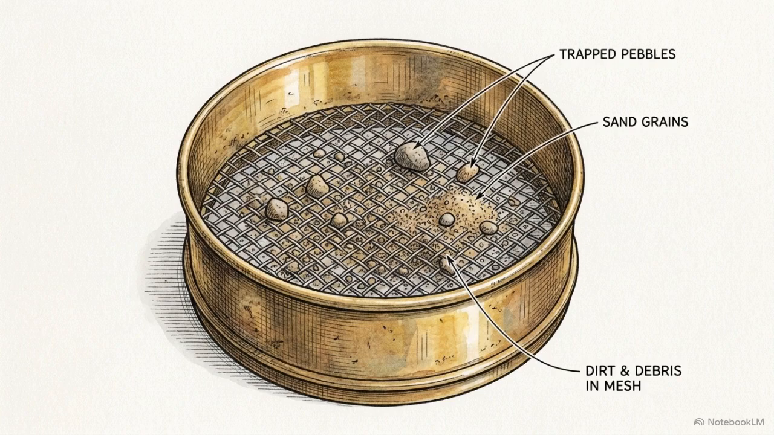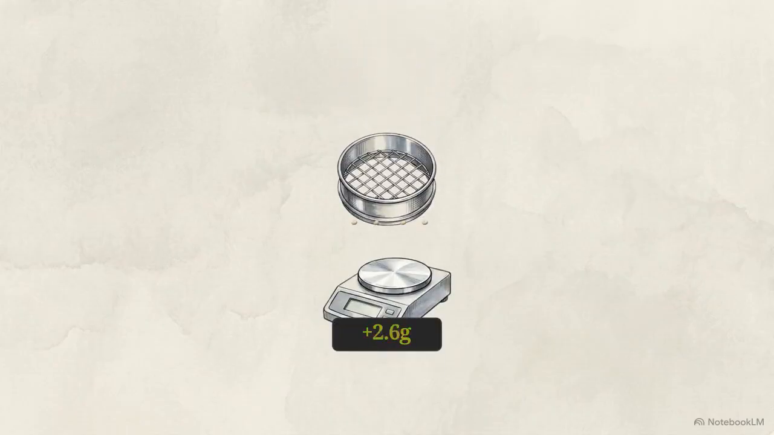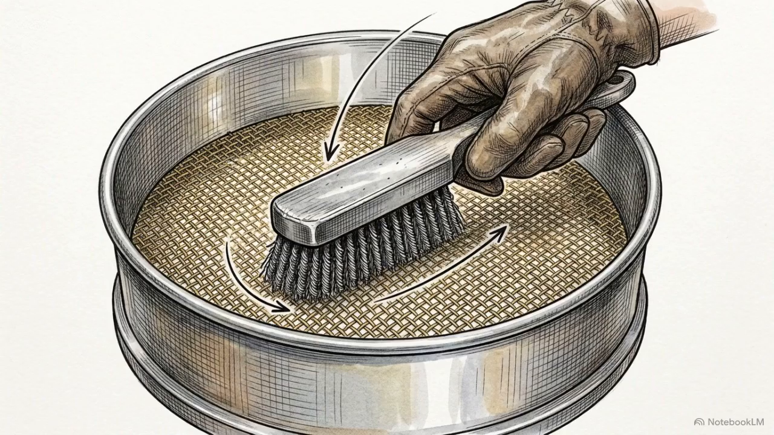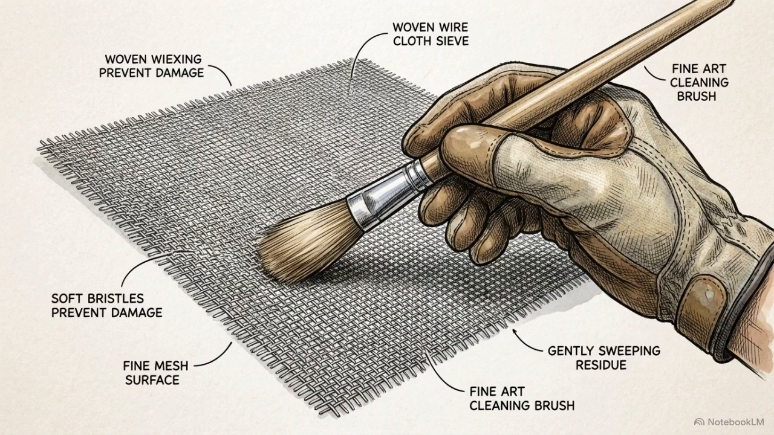Before the final test, each sieve must be cleaned. Any particles caught in the mesh from previous use will add weight to your current results. Use a stiff wire brush for sieves with openings larger than 1 millimeter. For finer sieves, use a soft brush to ensure the mesh doesn't become distorted.